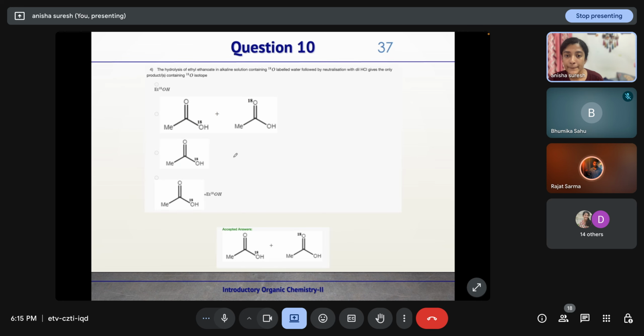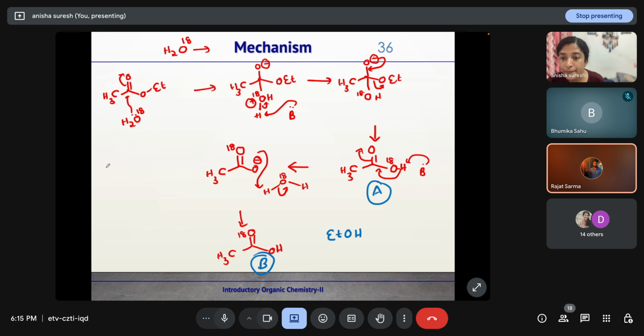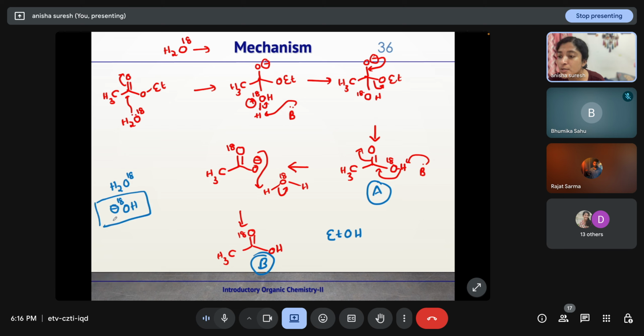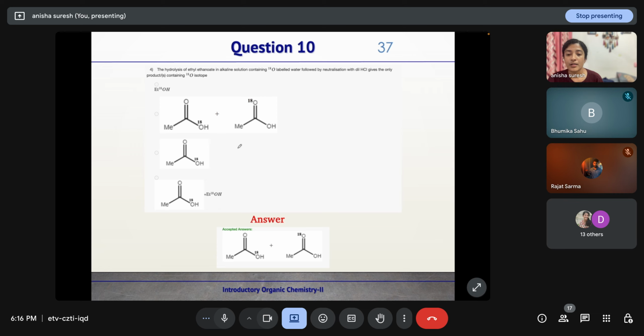Ma'am, one more thing. Previously, you mentioned about that mechanism, right? You mentioned that base will come and abstract the proton. The base will be like the H2O18, am I right? Here this OH18 minus that will be present in the medium. It is alkaline medium, no? So that will be abstracting the proton. Okay, ma'am. So option B will be the right answer.